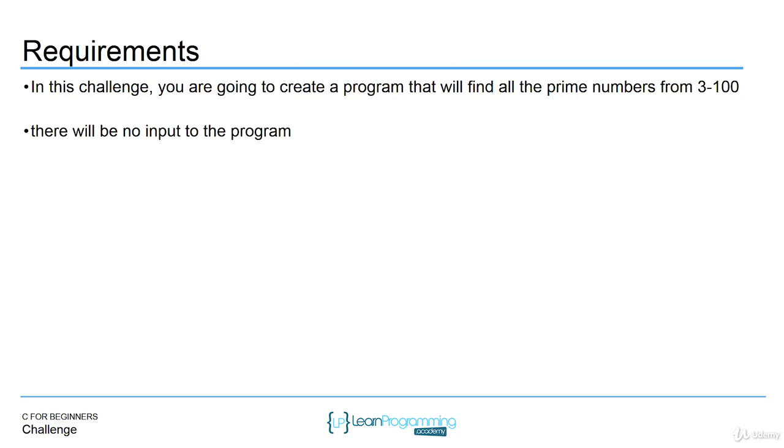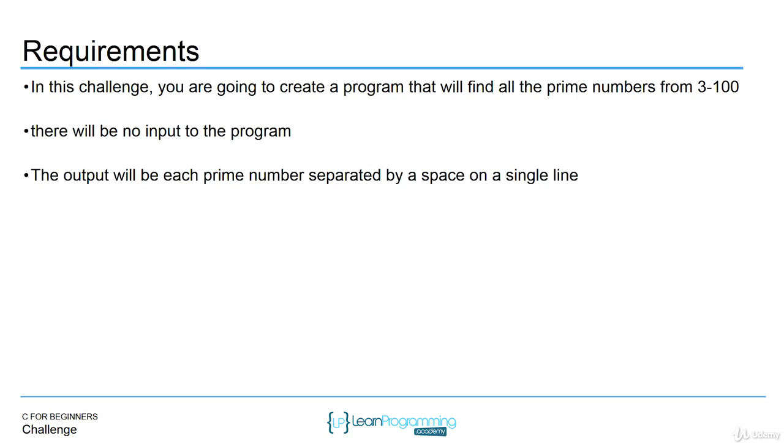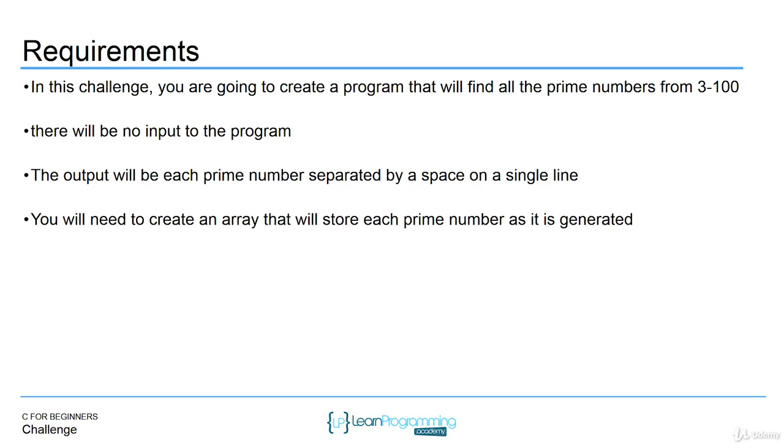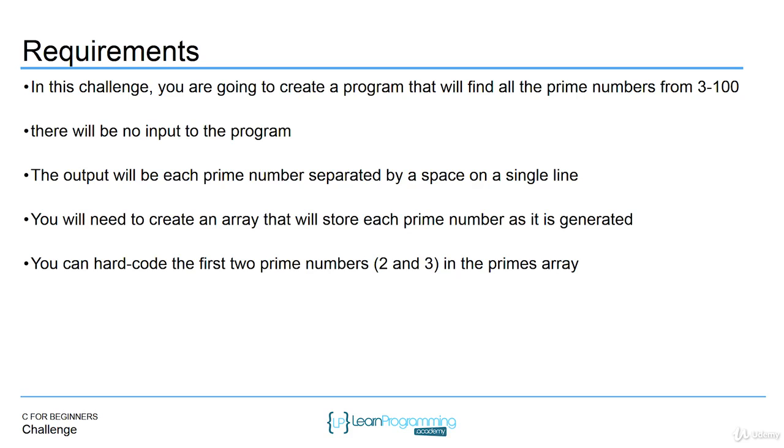That are non-zero. So there's going to be no input to this program, just output. And the output's going to be each prime number separated by a space on a single line. It's pretty basic. All the way up to 100. You're going to need to create an array that will store each prime number as it is generated. You can hard code the first two prime numbers, which are 2 and 3, in the primes array.